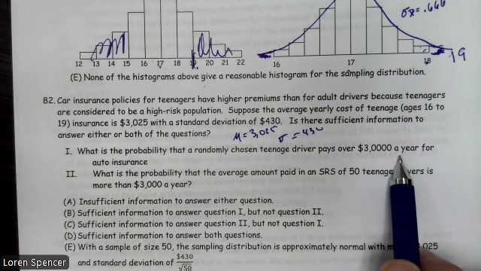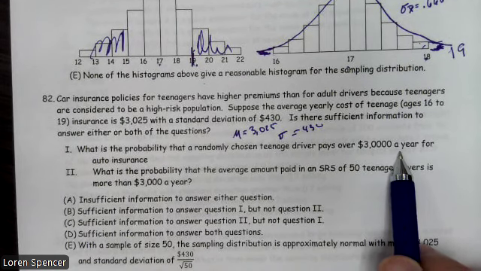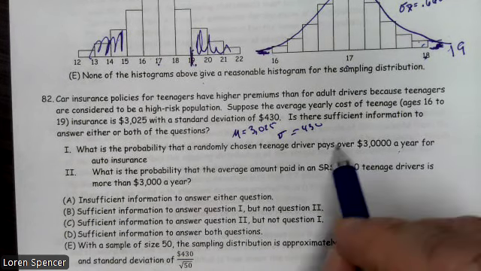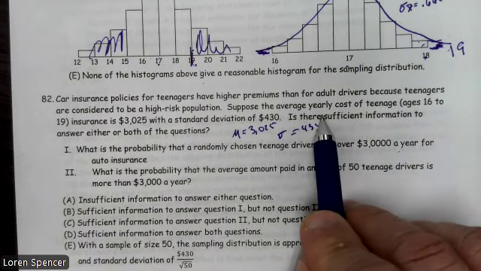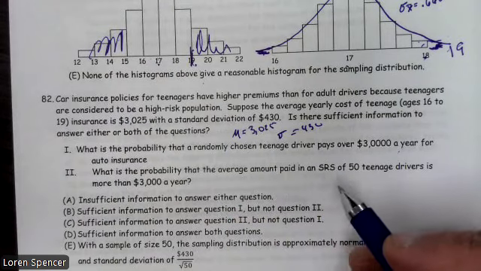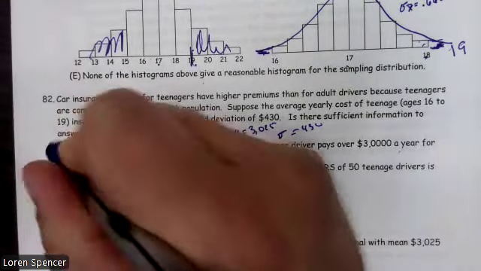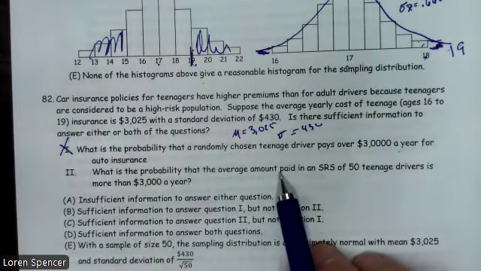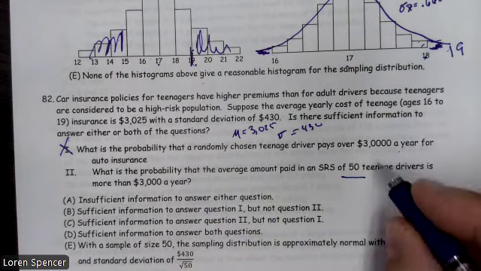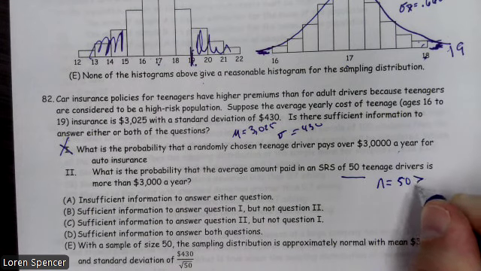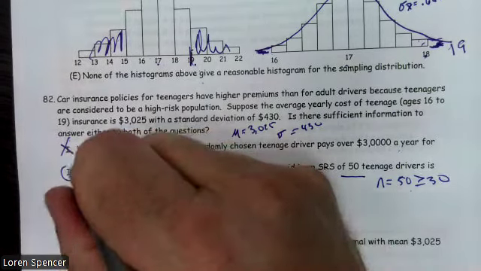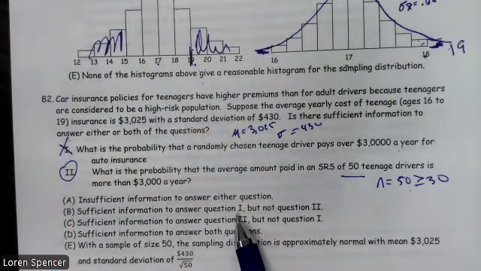The problem with this one is that, for an individual, I need to know that the underlying population is normal. They did not tell me the underlying population is normal, so I cannot assume that it is. So there's not enough information for this one. For number 2, what's the probability the average amount paid by a simple random sample of 50? When n equals 50, that's greater than or equal to 30, so I could do this by the central limit theorem. So this is possible.